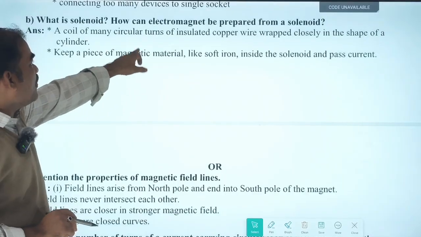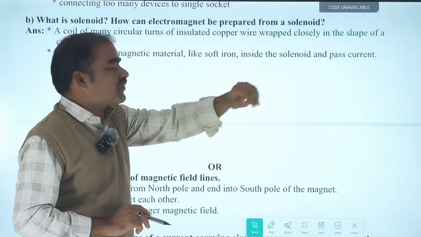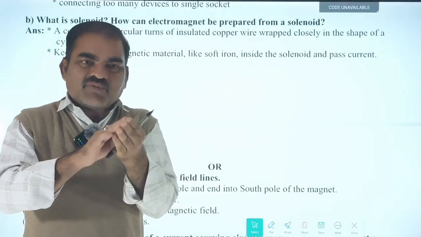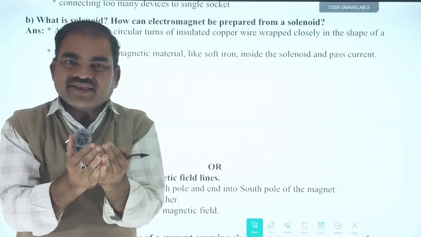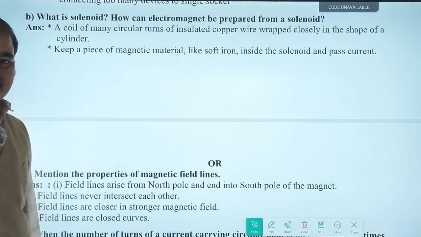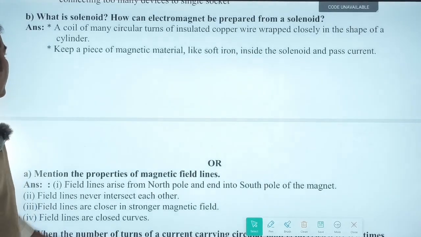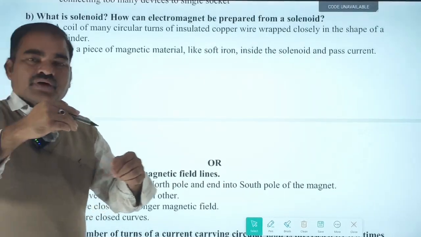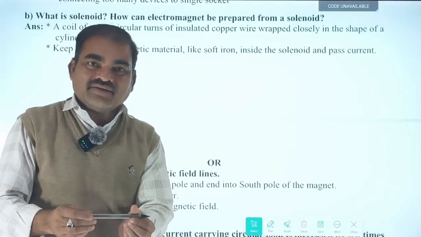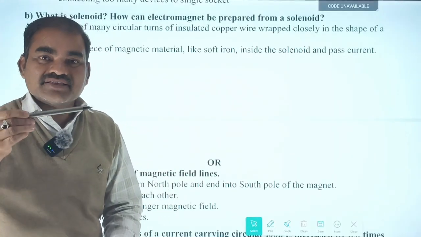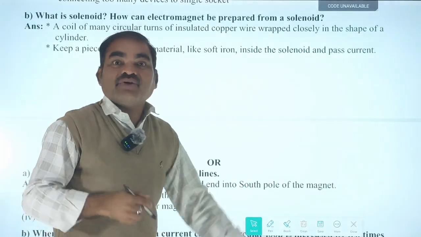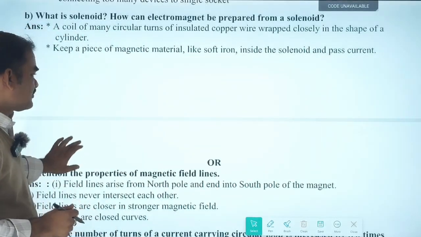What is a solenoid? How can an electromagnet be prepared from it? In a solenoid, we take a cardboard and roll it, and a copper wire is wound on it. Here we wrap a coil of copper wire around it, then place a magnetic material like iron inside, and pass current through it. That we call a solenoid. Next question.